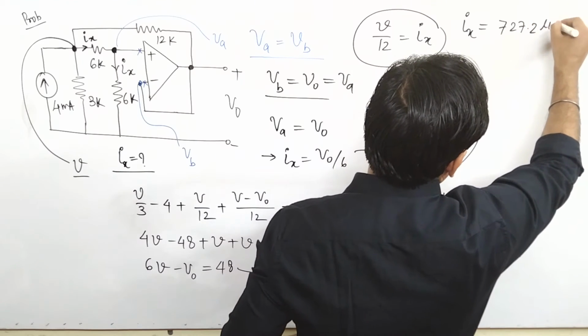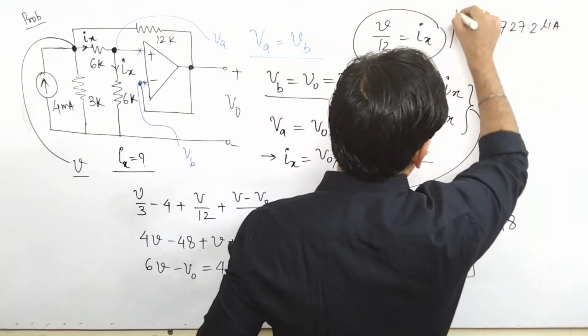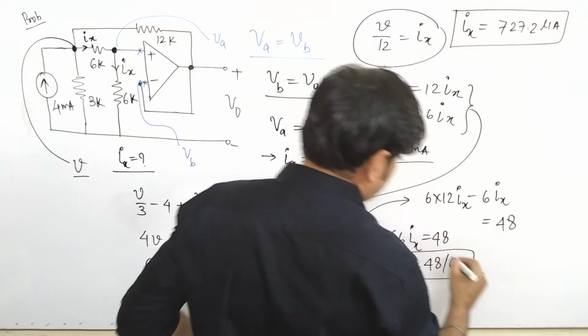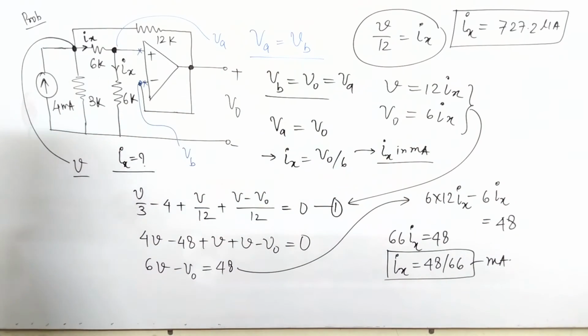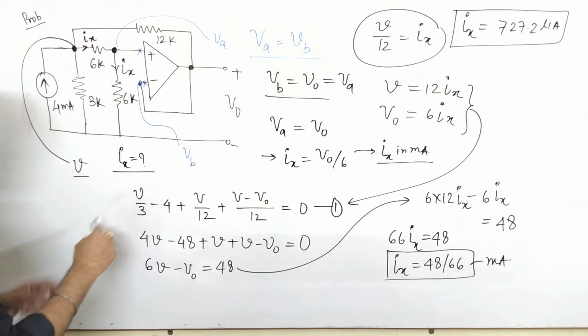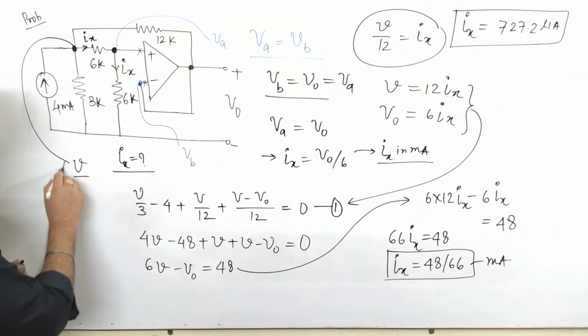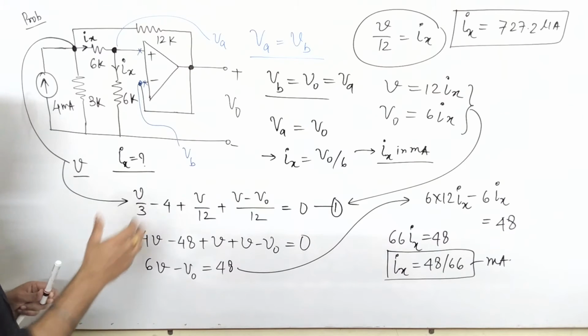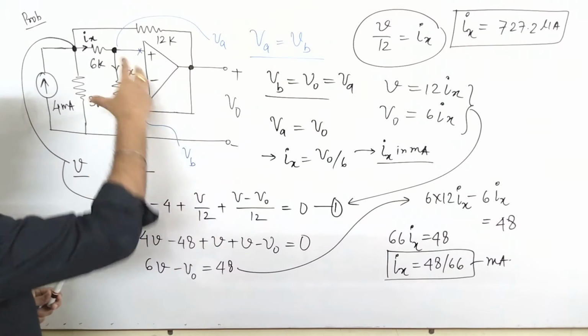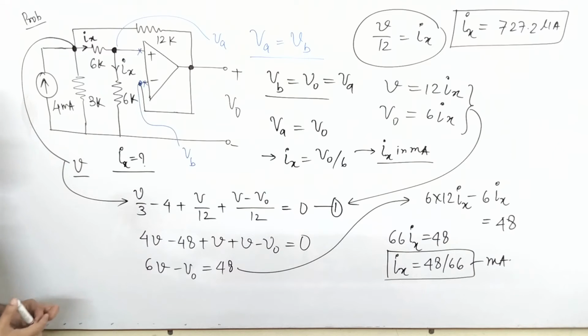727.2 microampere. This current is in milliampere. The value of Ix comes to be 727.2 microampere. So what we actually did in this problem, simply we applied the law of KCL here and finally wrote this equation, and by taking the value of V and V naught in terms of Ix, we found this answer.